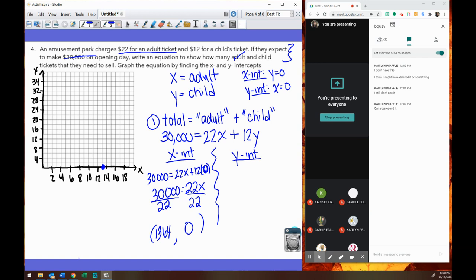Now we want to find the y-intercept. Again, we like to find the y-intercept because it's basically the same thing. It's a point on this line. X is always 0 here. And it's going to work out the same way.